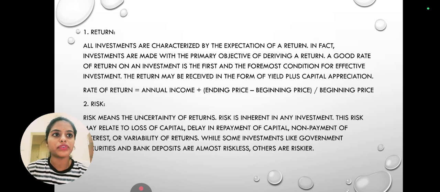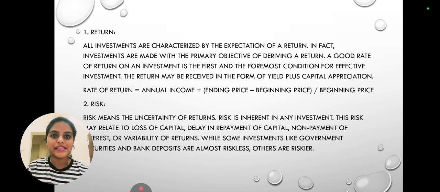A good rate of return on an investment is the first and foremost condition of effective investments. So if it is an effective investment, then there must be a good rate of return. So that is how the return is calculated.